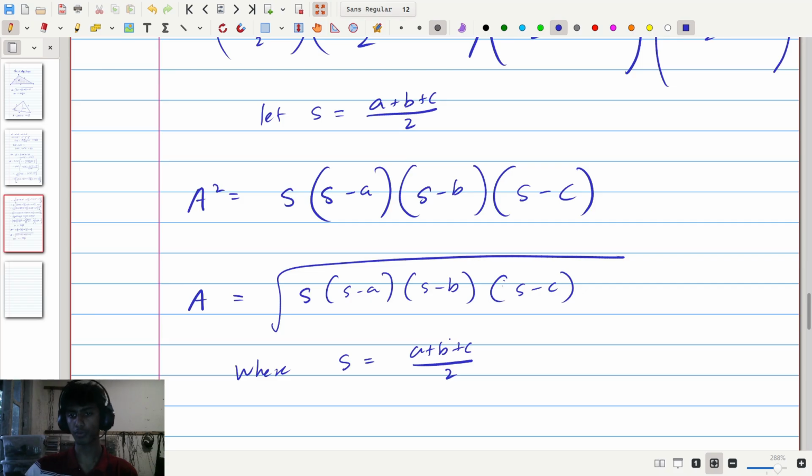So that's it. That's the proof. We have proven Heron's formula for the area of a triangle.